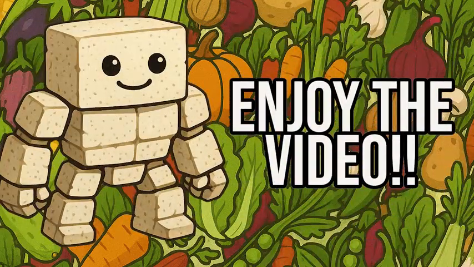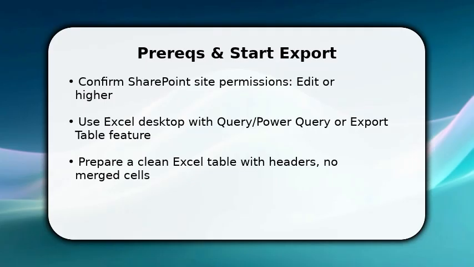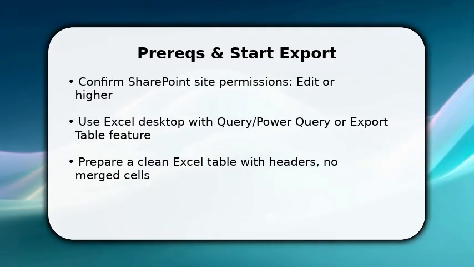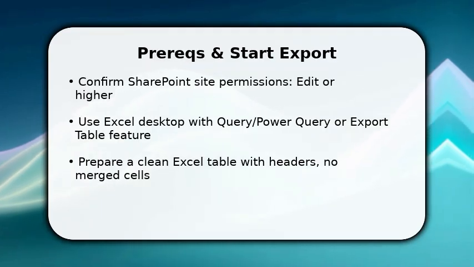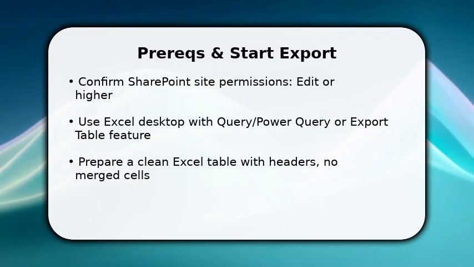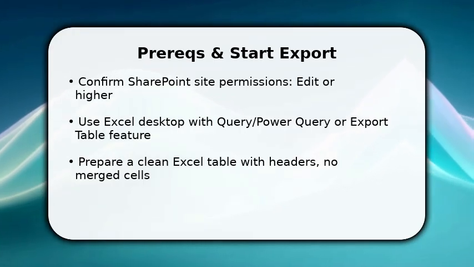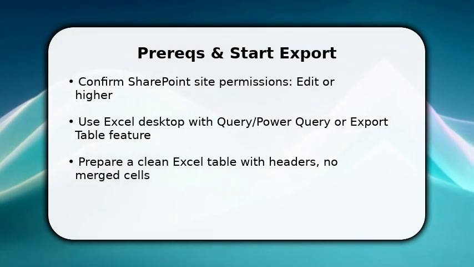Please enjoy the video. You begin by confirming you have edit permissions on the SharePoint site and library. Without that, you cannot create or update lists. Next, open the Excel workbook in the desktop app and convert your data range to a proper table. This ensures headers and types persist.